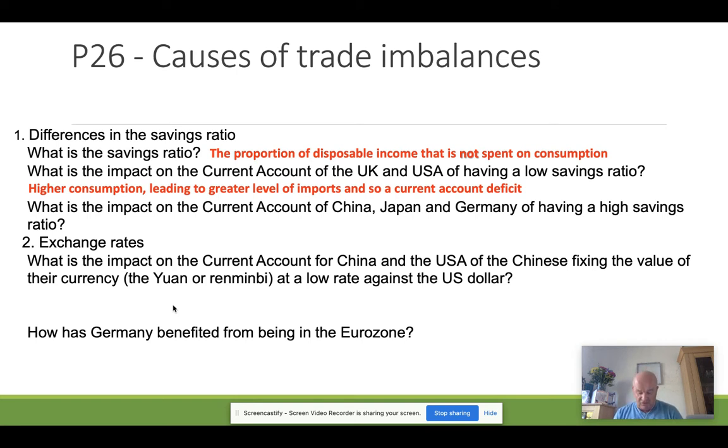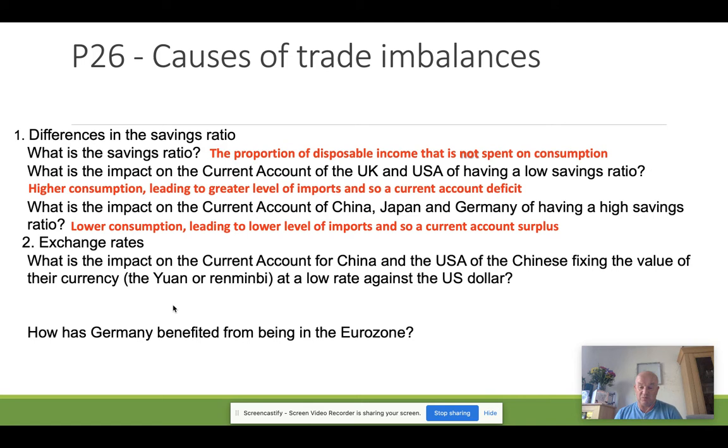Okay, let's have a look at what the impact on the current account of China, Japan, and Germany of having high savings ratios might be. Well, in this instance, if you've got a higher savings ratio, you've got a higher proportion of people choosing to save rather than to spend. That's going to lead to lower levels of imports, and so could, in some cases, mean that you're going to have a current account surplus.